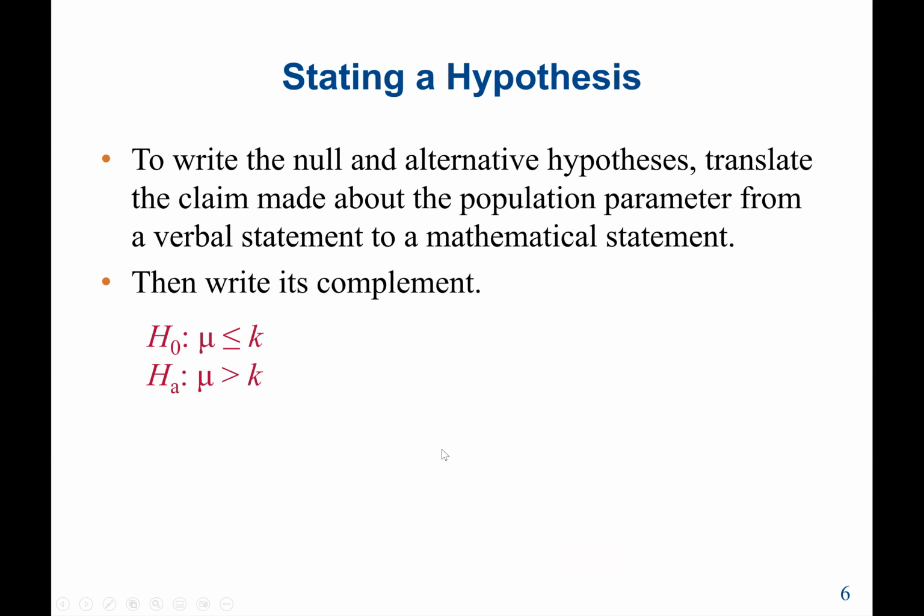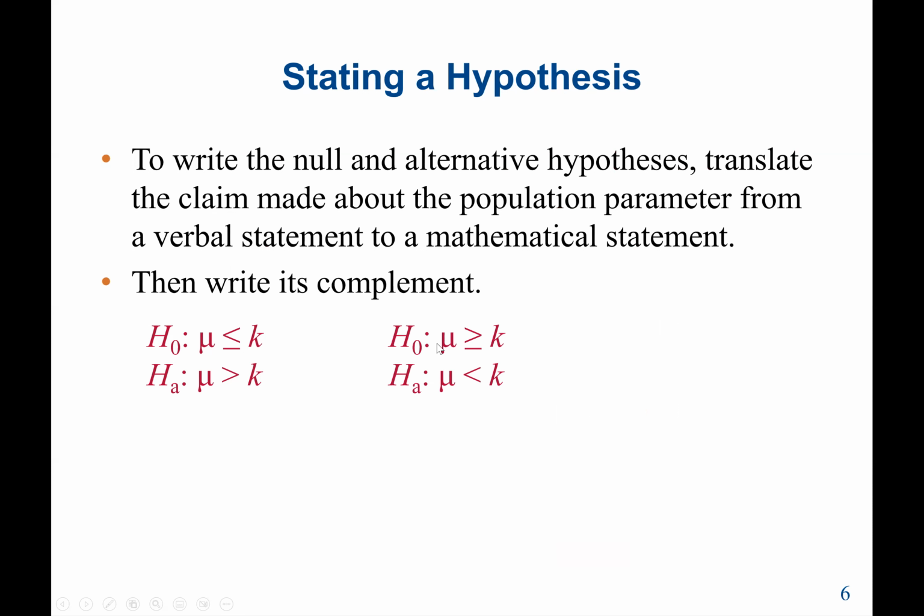Now, we need to complement it. So, for example, here we say that if H0 is the mean is less than or equal to k, then HA, the mean, will be greater than k. Here we are using mu, which is the population mean. So if we have a statement saying that the population mean is less than or equal to k for the null hypothesis, then the alternative hypothesis will be mu, the population mean, is greater than k. So when one is true, the other will be false.